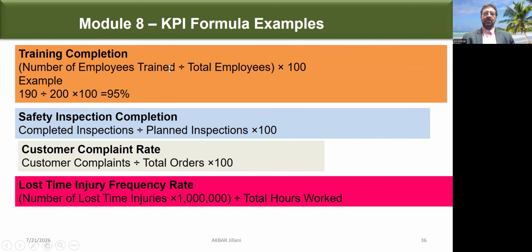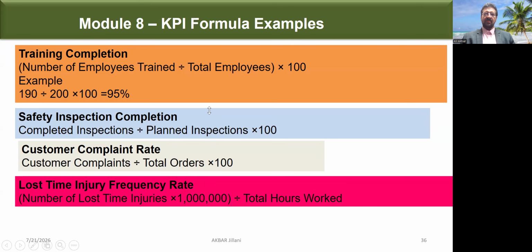Number of employees trained, divided by total number of employees, multiplied by 100. Like 190 employees trained, and total number of employees we have 200, multiplied by 100, we got 95%. So number of employees provided training, divided by total number of employees, multiplied by 100.